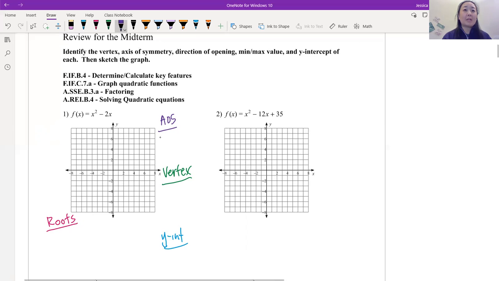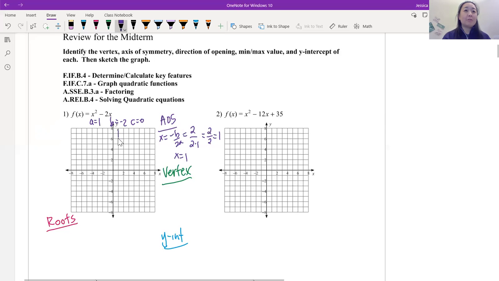So AOS is going to be x equals negative b over 2a. Remember, our b is right here at -2. Let's try this again. So a is 1, b is -2, and our c is 0 because it's not there. So we're going to plug these in. The negative of -2 is +2, over 2 times a, which is 2 times 1, which is 2 over 2, which is 1. So x is equal to 1.